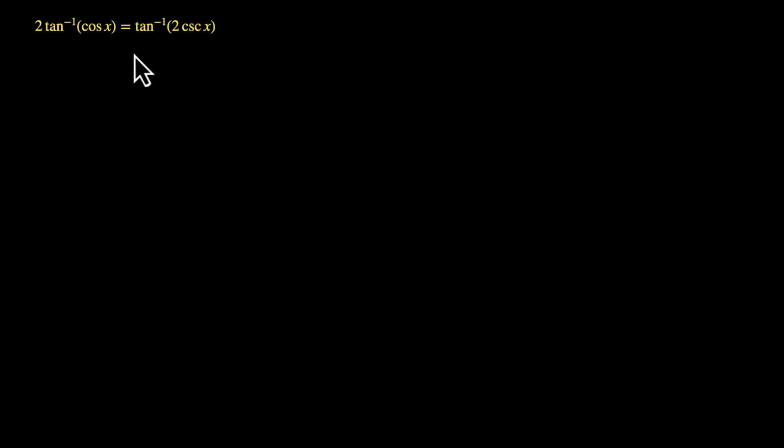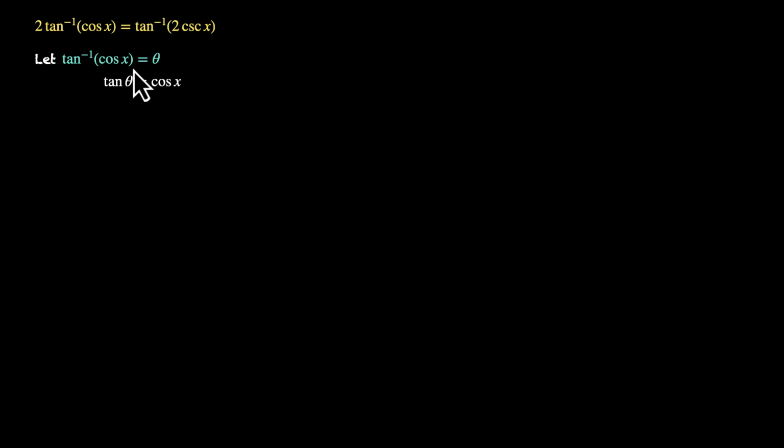In problems like these, we can start from one side. This left hand side is twice of this angle, tan inverse cos of x. Let's assume that this angle is theta. Let's assume tan inverse cos of x is equal to theta. If we take tan on both the sides, we get tan of theta is equal to cos of x. So that's just a relation between theta and x. Tan theta is equal to cos of x.